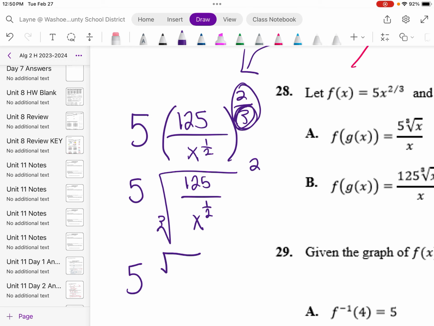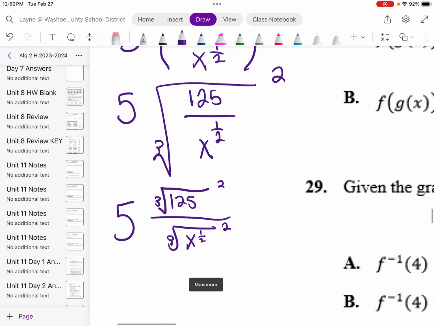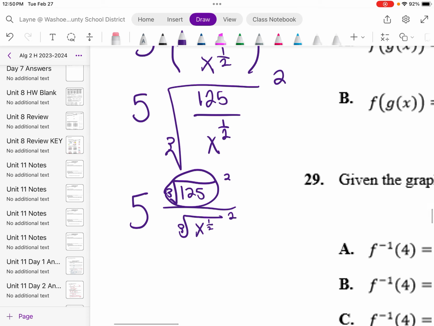And then I'm going to rewrite this as cube root of 125 squared over cube root of x to the 1/2 squared. The reason I'm writing them as 2 separate radicals is because this one is a perfect cube. So I want to cube root that. So cube root of 125 is 5. We still have the squared. And the bottom one's not a perfect cube, but these can cancel each other out. Power to power, we multiply, so 1/2 times 2 just becomes 1. So those just cancel out. So we just have cube root of x on bottom.